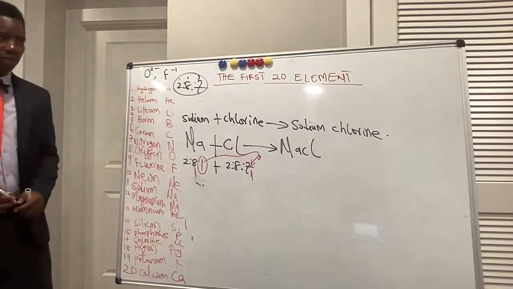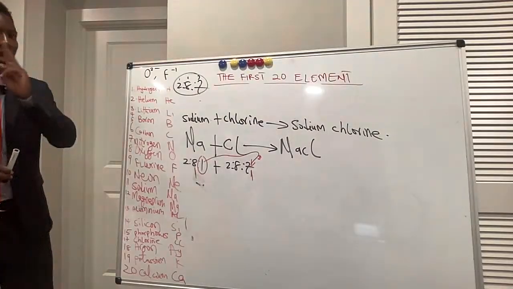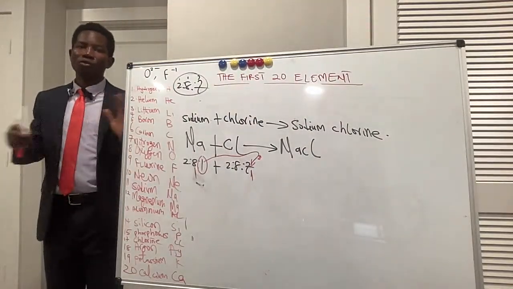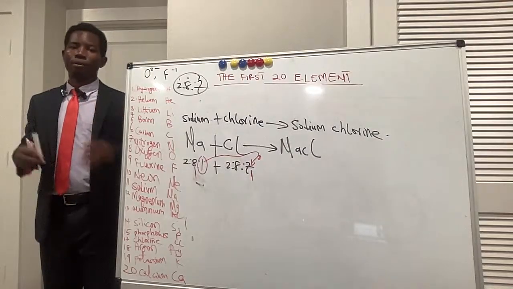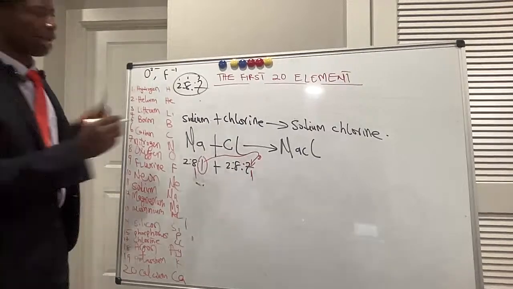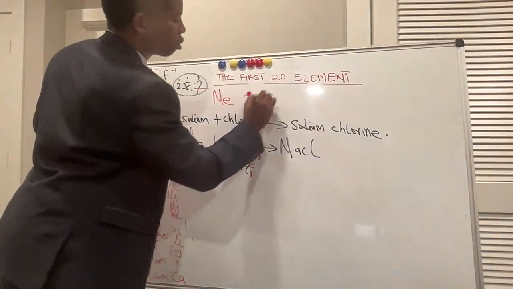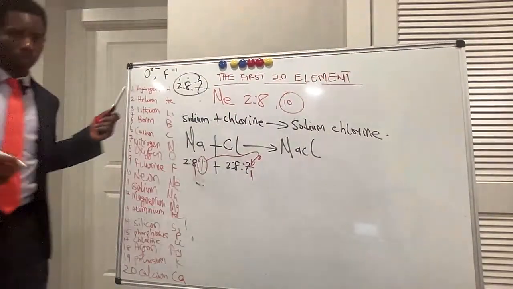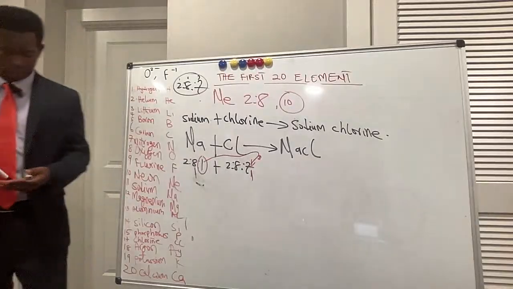Now, before we proceed, when an element has exactly 2 electrons or 8 electrons in its outermost shell, there is no need for the element to react. It means the element is very stable. It's just like in the case of neon, which I mentioned earlier. Let's look at neon, Ne, 2.8. The atomic number of neon is 10.